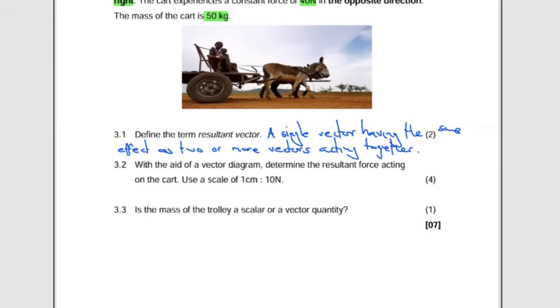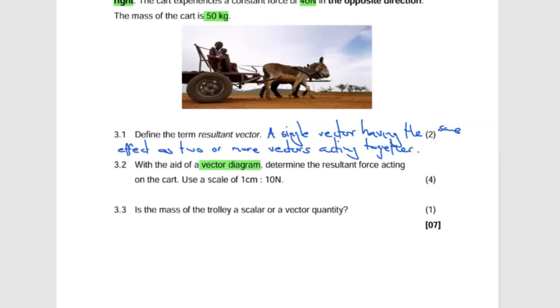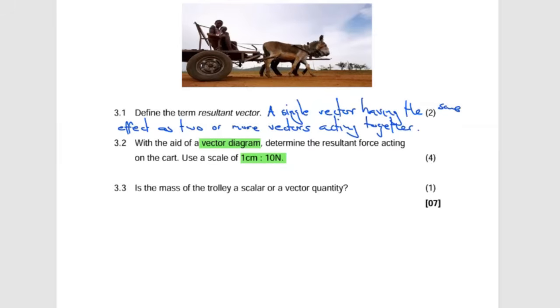Then to proceed to question 3.2, it reads: with the aid of a vector diagram, so they're asking for a vector diagram, determine the resultant force on the cart. Use a scale of 1 centimeter is to 10 newtons, so it means 1 centimeter is equivalent to 10 newtons. And then we're supposed to determine the resultant force there.